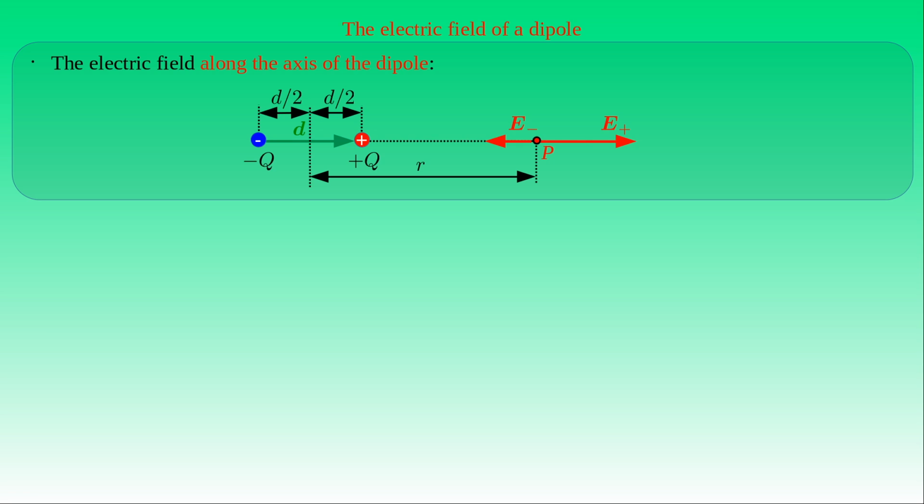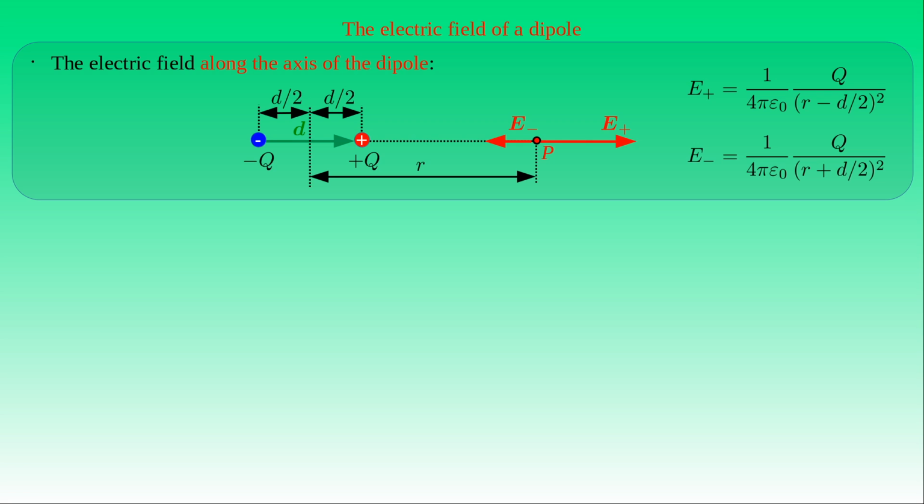The distances of the point P from the charges plus q and minus q are given by r minus d over 2 and r plus d over 2, respectively. Then the magnitude of the electric field E sub plus in the point P is equal to 1 over 4 pi times epsilon naught, times the charge q divided by the square of r minus d over 2, whereas the magnitude of the electric field E sub minus is equal to 1 over 4 pi times epsilon naught, times the charge q divided by the square of r plus d over 2. Since the point P is closer to the positive point charge than to the negative one, the electric field E sub plus is stronger in that point than the electric field E sub minus.